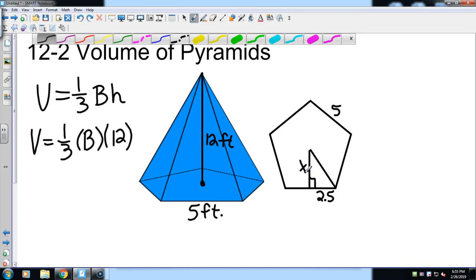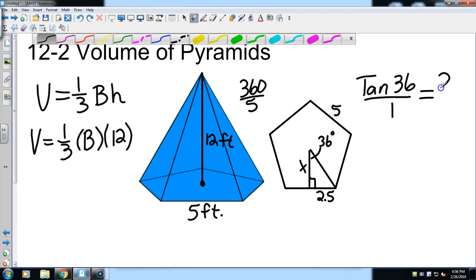So remember that a pentagon has 5 sectors. So we're going to take 360 and divide it by 5. And so that's going to end up being 72, which makes this angle right here 36. And we've dealt with this one before. Some of you could probably look back in your screencast and find the answer to this. But we're going to go ahead and set it up and do a tangent. We're going to do the tangent of 36 equals opposite over adjacent, which is going to be 2.5 over x.